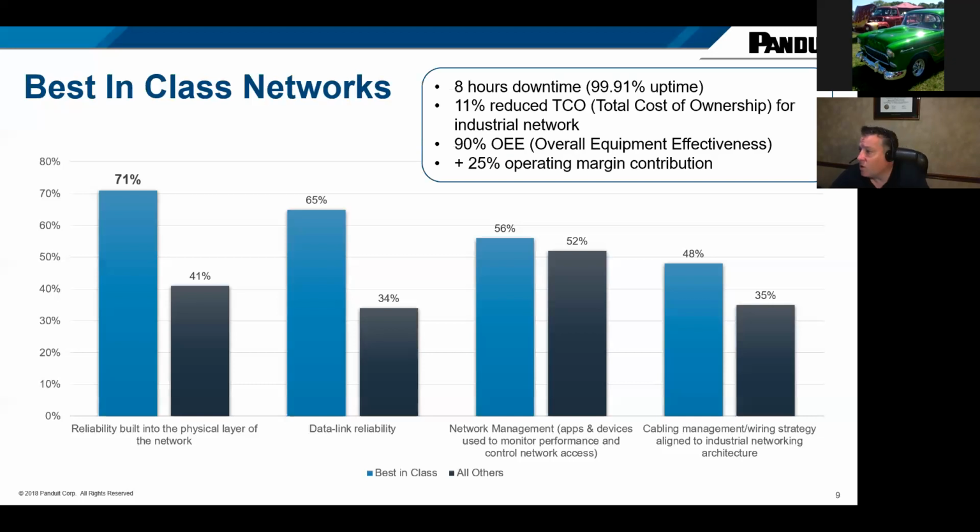So again, what did the best in class achieve that was different than others? Only 8 hours of downtime for the year, so 99.91% uptime, right? 11% reduced total cost of ownership, 90% OEE. And for any of you out there that are measuring OEE, 90% is very impressive. Okay, OEE is a key statistic for manufacturers. And then greater than 25% operating margin contribution was achieved from those.